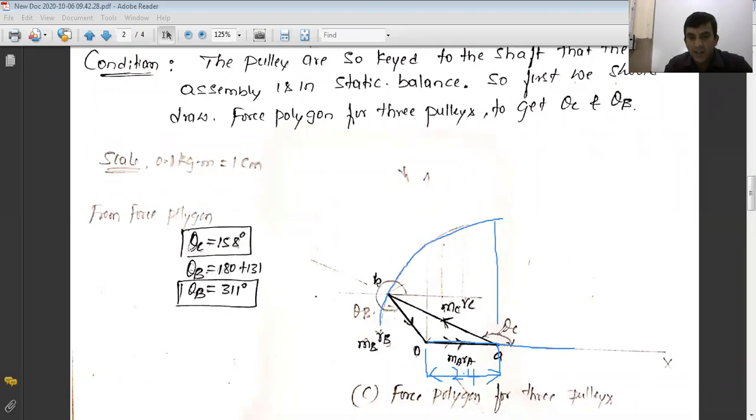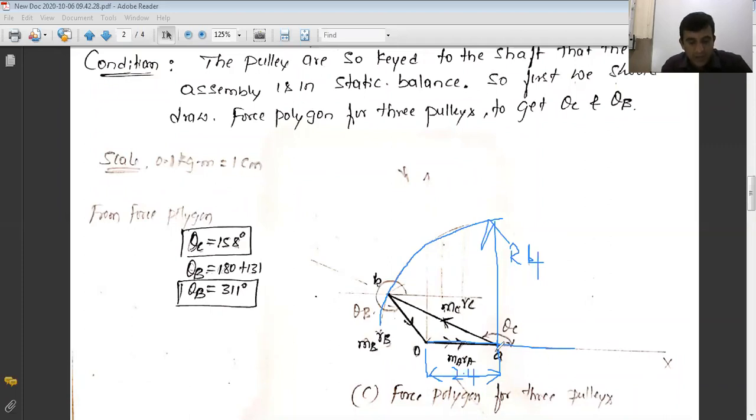What is the radius of this arc? Anyone, you can unmute yourself and tell me that. What is the radius of this arc? 4 centimeter. Right? After that, what is the next pulley there?